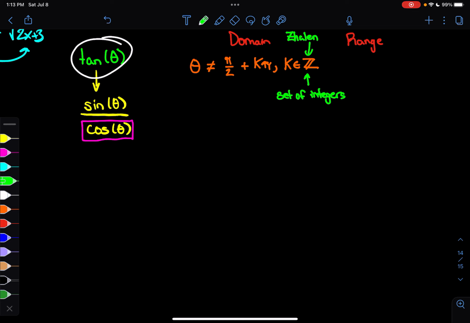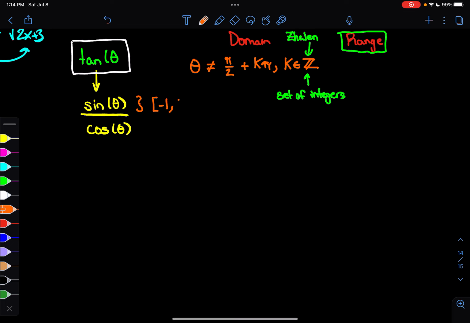Now, more interestingly, what is the possible range? What are all the possible y values we could get out? What are the possible outputs for this function tangent? Let's see here. This is going to be deductive reasoning more than anything. We know the range of sine goes from -1 to 1, and cosine goes from -1 to 1, and we're trying to avoid when it's 0.